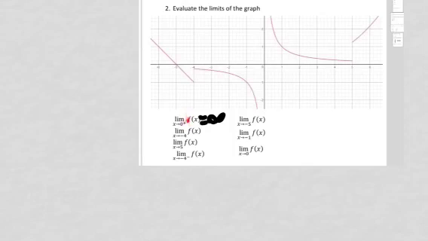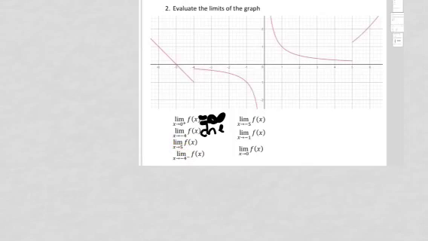It doesn't specify if we want it to come from the right or the left, so that means we have to approach from both sides. As we approach -4 from the right, we're up here at some decimal, like 0.2. As we approach from the left, we're down here at -1, but it's approaching two different values, so that limit does not exist.